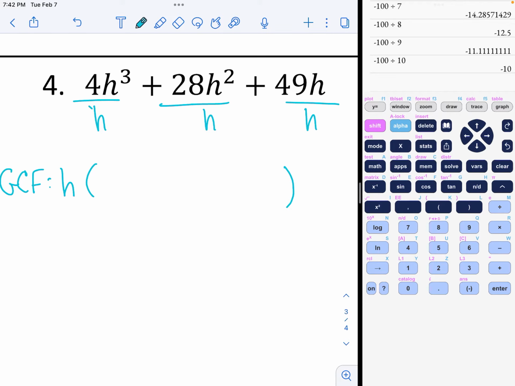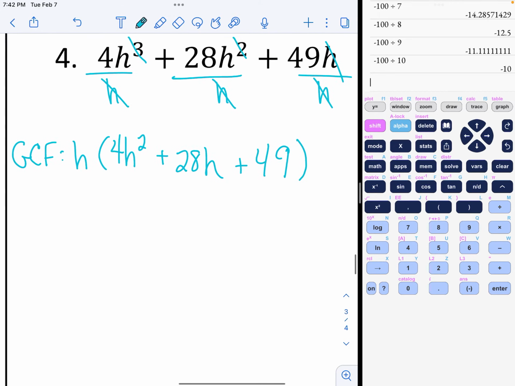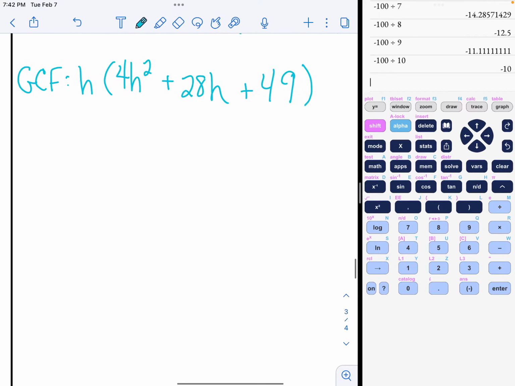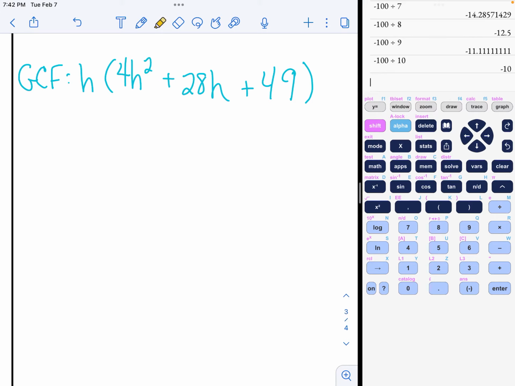When I take an h away, this becomes 4h to the second power instead of to the third. When I take this h away, I get h to the first power, because you're taking a 1 off the squared, and then this is just 49. I have a new polynomial to look at, or there it is, it's partially factored.